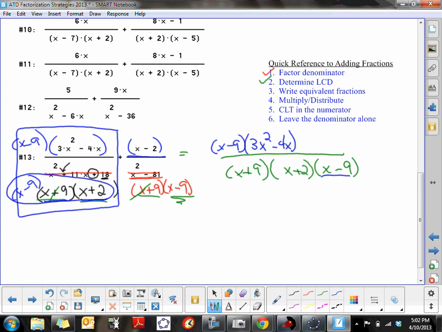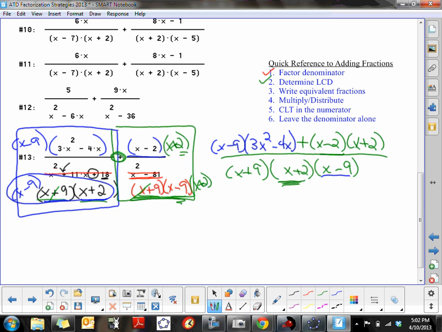Next thing, take the second fraction and determine what does it not have that our common denominator has. So we got x plus 9, x minus 9. What we're missing is the x plus 2. So I got to take the top and bottom of this times x plus 2. So what I have to do is take this and go plus with our addition sign, and x minus 2 times x plus 2.